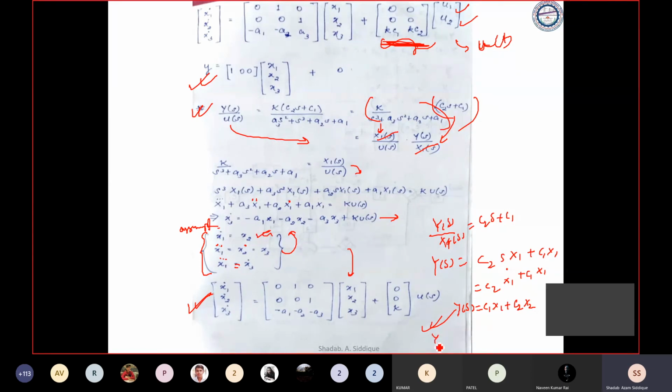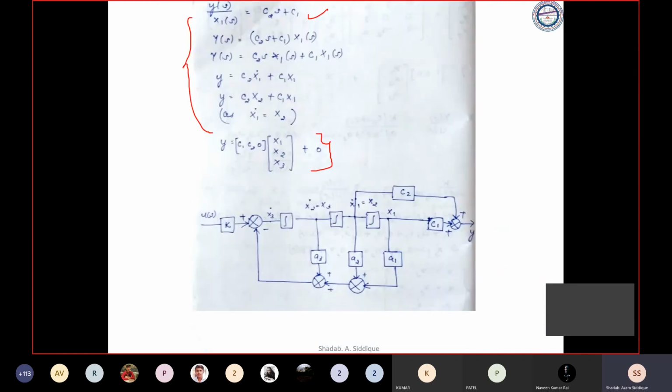So we'll get the y matrix representation. We have x1, x2, so what will we get? C1, c2 and 0, and we'll get x1, x2, x3. Okay, so that's what is represented here: c1 c2 0, times x1 x2 x3.